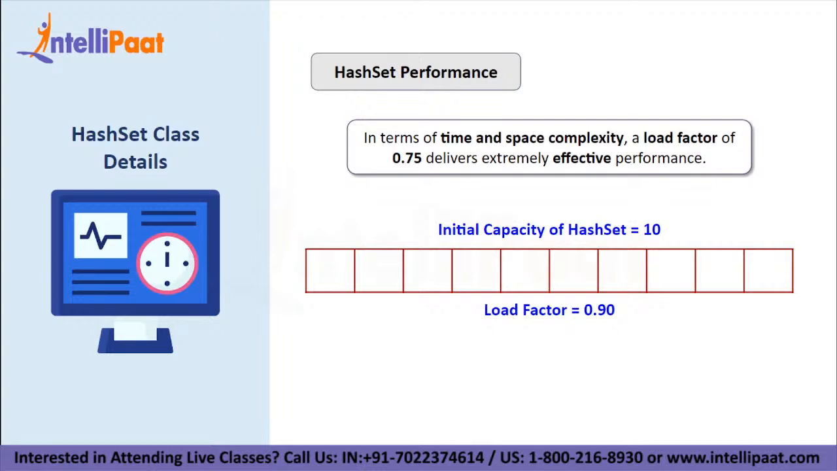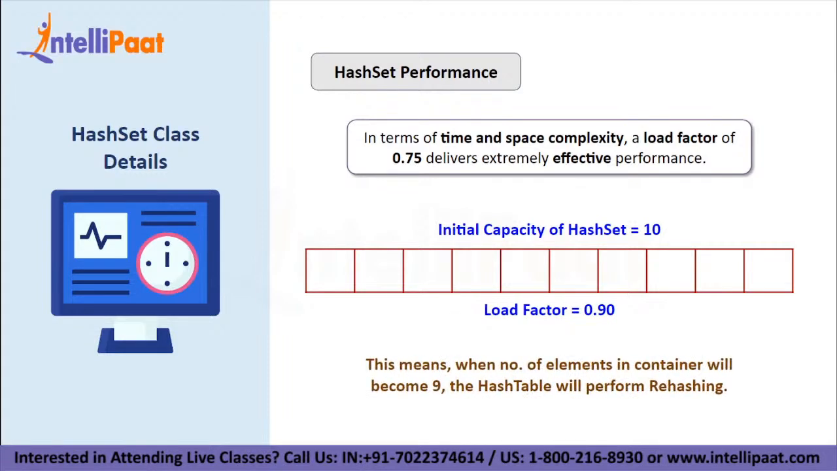Let me explain what I mean by that. Consider this container given on screen. The size of this container is 10 and we have taken the load factor parameter as 0.9. So this means when the number of elements in the container becomes 9, the hash table will perform rehashing and double its size. This operation will access more memory space and thus the space complexity will increase.